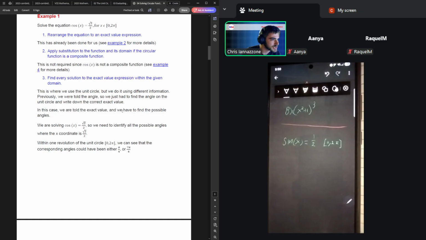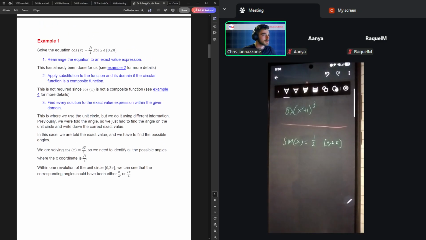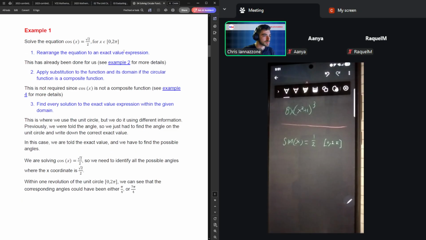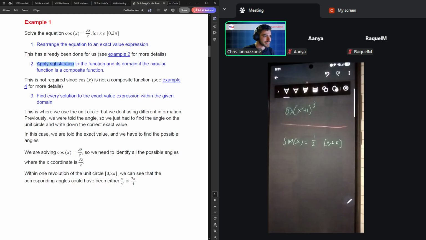Maybe we'll have the procedure up instead. On the screen share, I'll have a similar example that you can copy down, just looking at the steps that are relevant. Step 1, we just want to make sure that the equation is what we need it to be, right? Circular function on one side, exact value on the other. That's already been achieved. So step 1's cool.